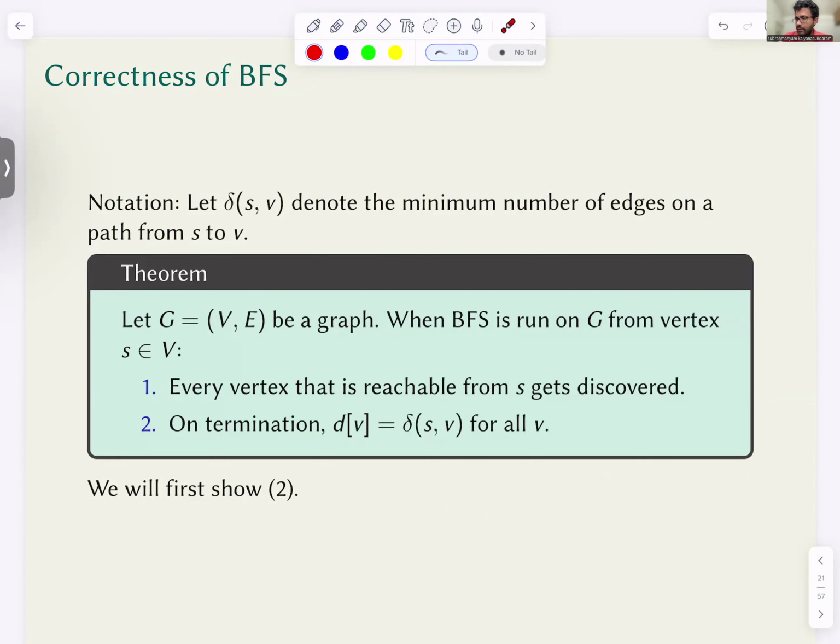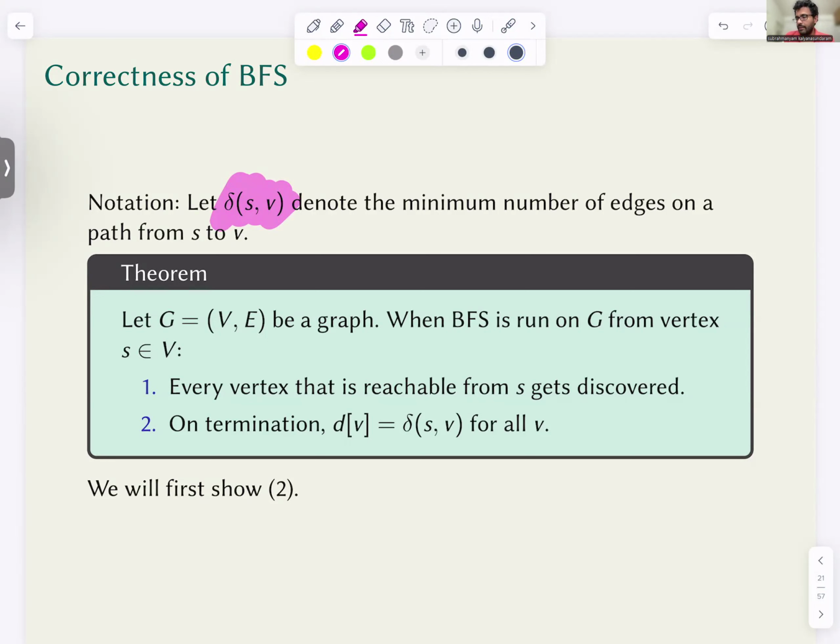So some notation: we will use delta SV to denote the length of the shortest path from S to V. By length of the shortest path, we don't have any weights on edges or anything, so it's just the number of edges.